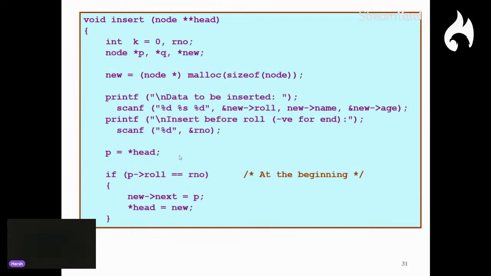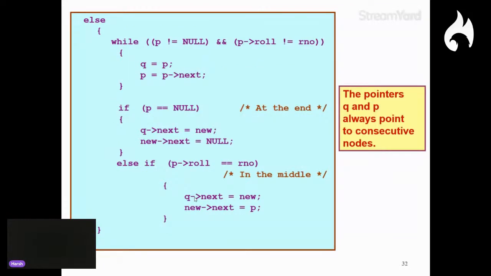So we have a roll number, and our P is pointing towards head. We are checking if P's roll is equal to the roll number we are looking for. We will be doing new next is equal to P and head is new. That is at the beginning. If you want to add at the beginning, our P's roll is the roll number and new next is P, because our new node should point towards P.